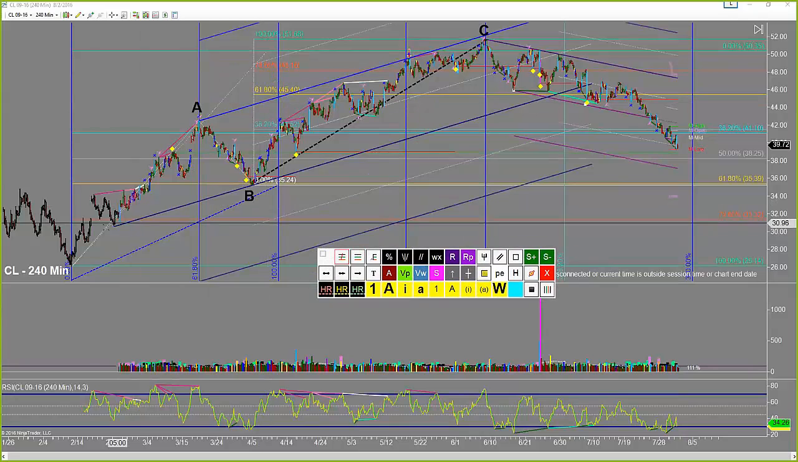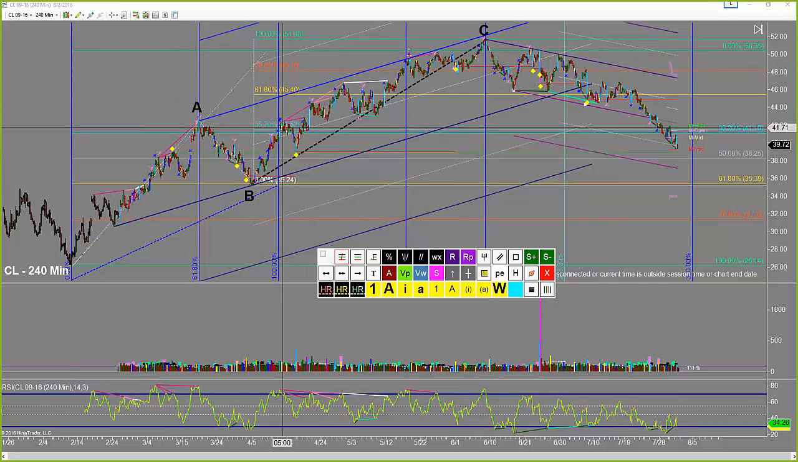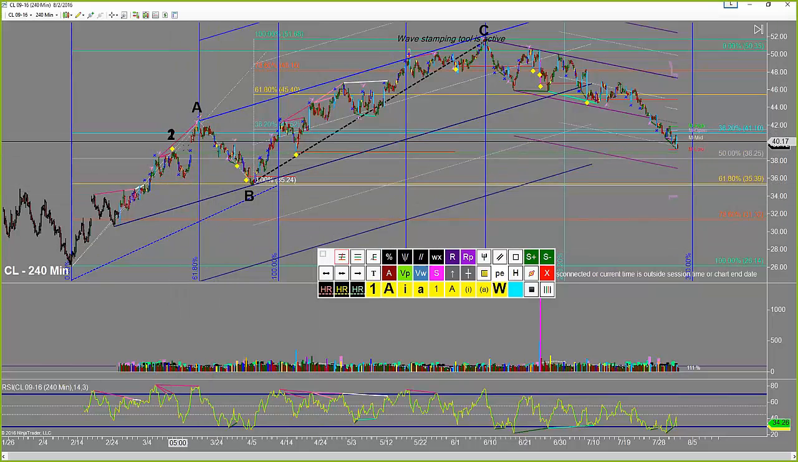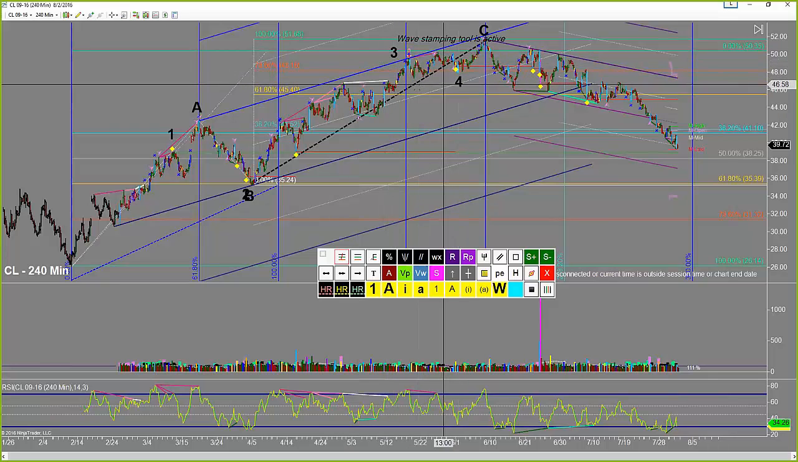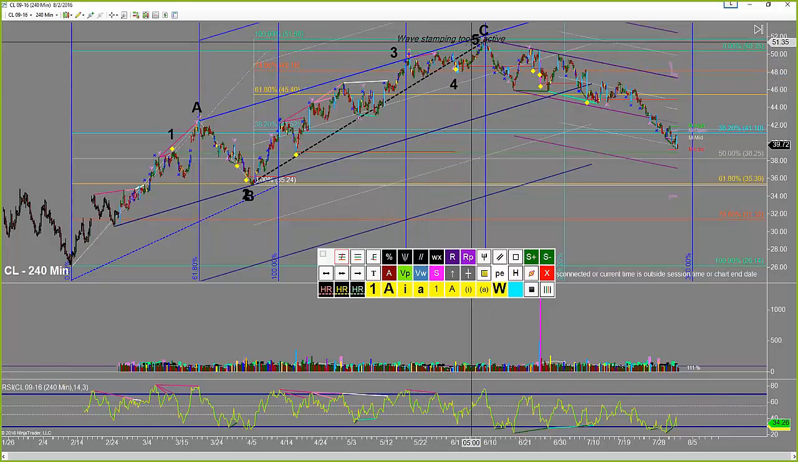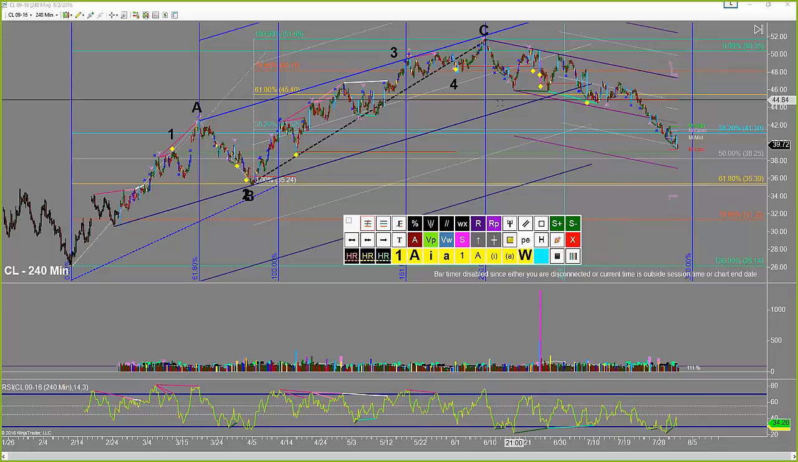Pretty slim. I mean, the fact that this traces out in a perfect ABC where C is equal to A is making it much less likely that this could somehow be a 1, 2, 3, 4, 5, whatever, and that this would be a big wave 2 down. For me, it's becoming very unlikely.